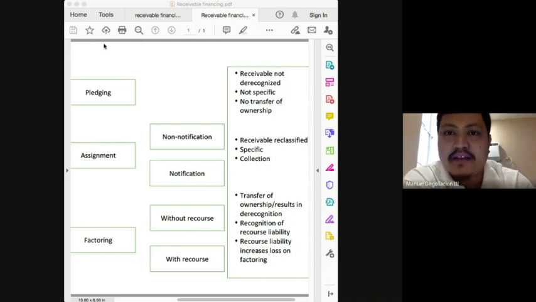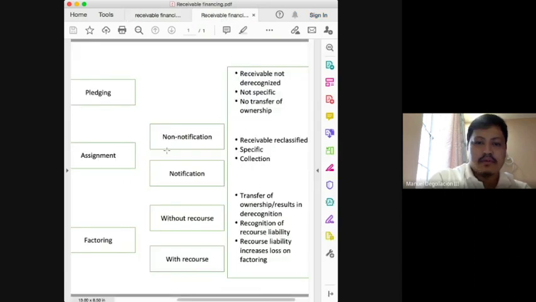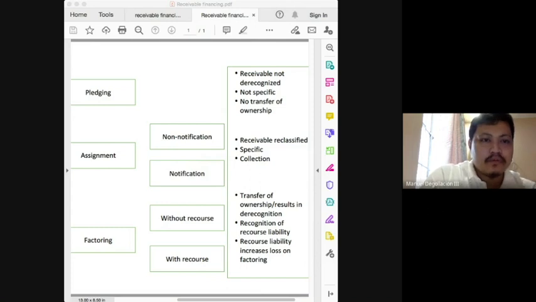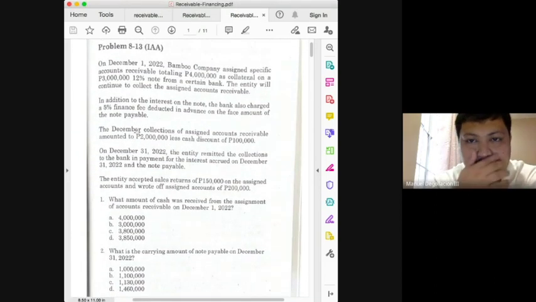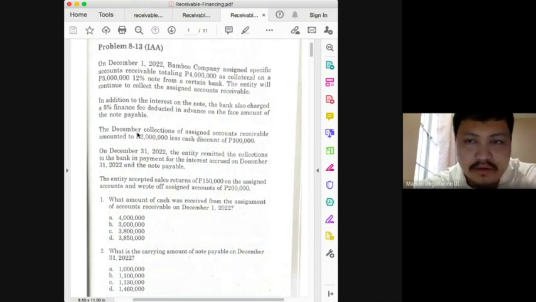Let's just go over the multiple choice problems in chapter 8 of the textbook. So let's start with the first multiple choice problem. Basically, in problem 8-13, we assigned 4 million of our receivables as a collateral to a 3 million borrowing from a bank.